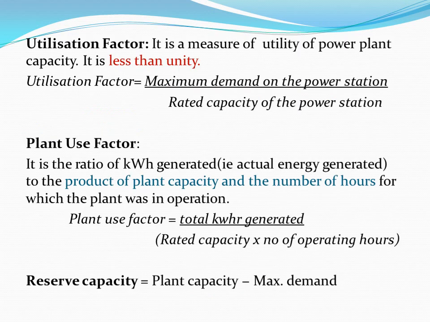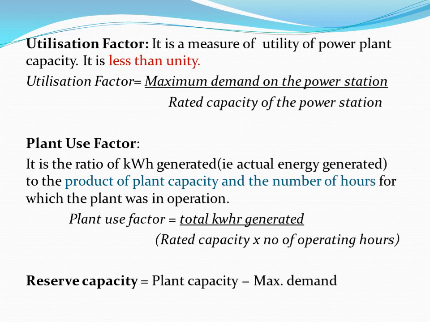This will be the utilization factor. It is the measure of utility of the power plant capacity, and its value will always be less than unity. Utilization factor is the ratio of the maximum demand of the power station to the rated capacity of the power station.